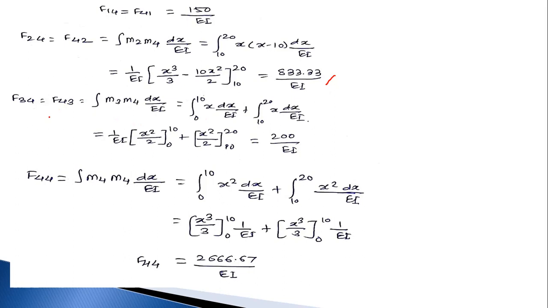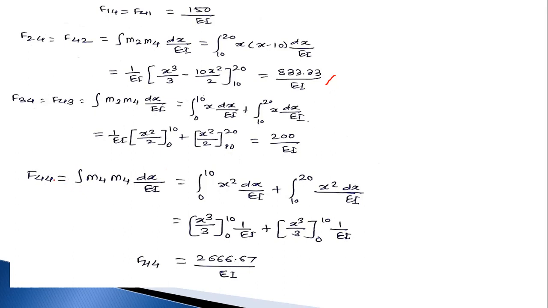Next, f34 is equal to f43, take the integration of m3 into m4 dx upon EI. Put the m3 value with limits 0 to 10, that is x dx upon EI, plus integration of 10 to 20 limits x dx upon EI. So by solving this equation we got f34 is equal to f43 is equal to 200 upon EI.